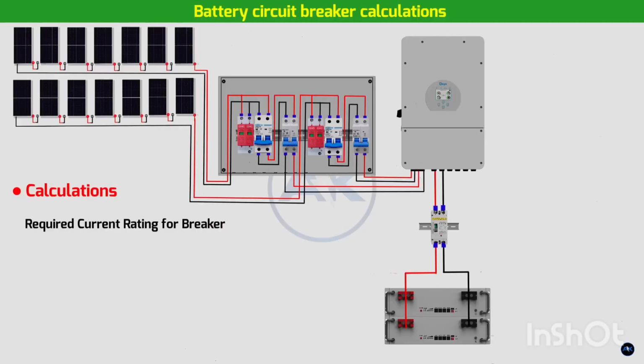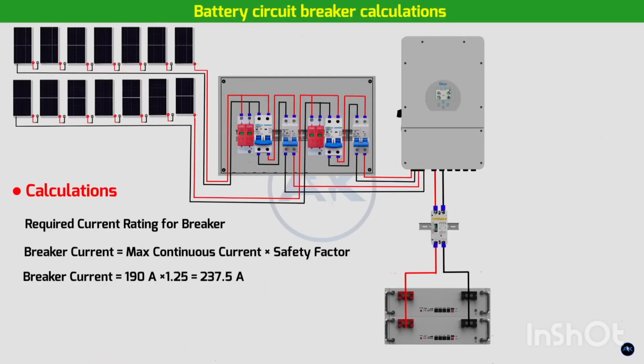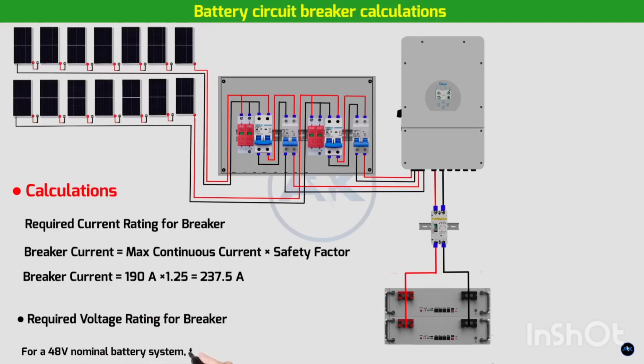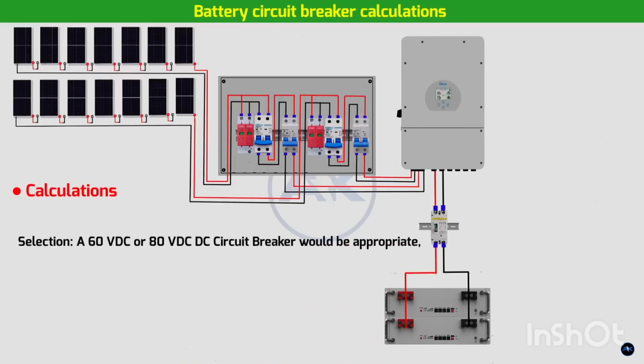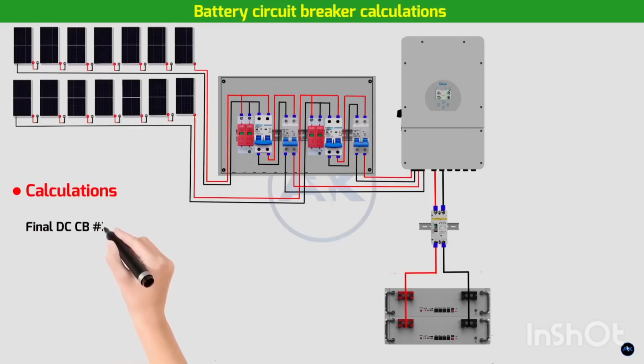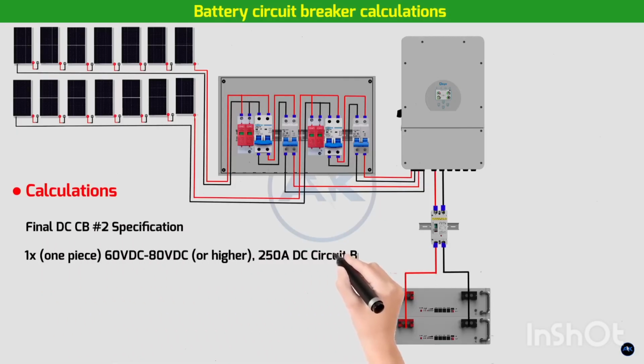Required current rating for breaker: maximum continuous current times safety factor. 190 amps times 1.25 equals 237.5 amps. Required voltage rating for breaker: for a 48-volt nominal battery system, the fully charged voltage can go up to around 58 volts for lithium iron phosphate or 60 volts for lead acid. Selection: a 60 VDC or 80 VDC DC circuit breaker would be appropriate, with 80 VDC providing more headroom. Some go up to 100 volts DC or 150 volts DC, which is also perfectly fine. Final DCCB number 2 specification: 1 piece, 60 to 80 volts DC or higher, 250 amp DC circuit breaker.